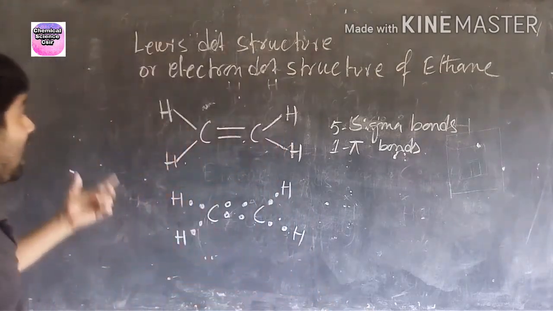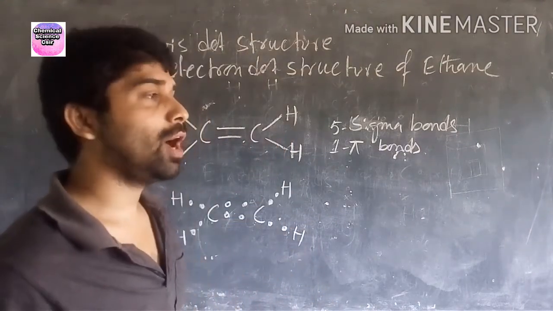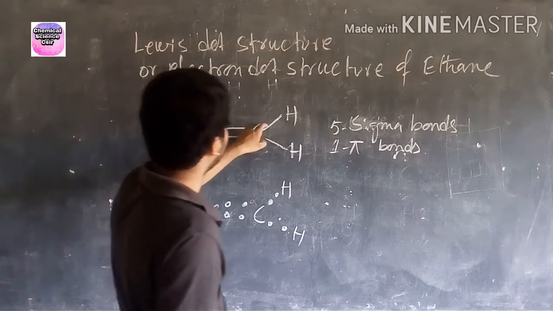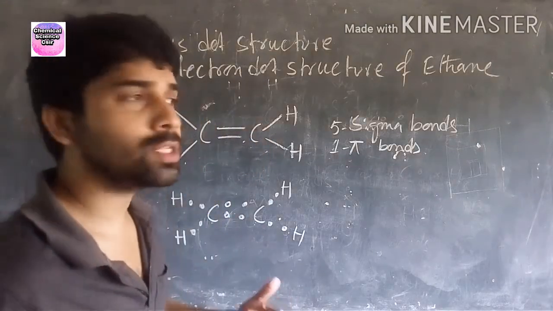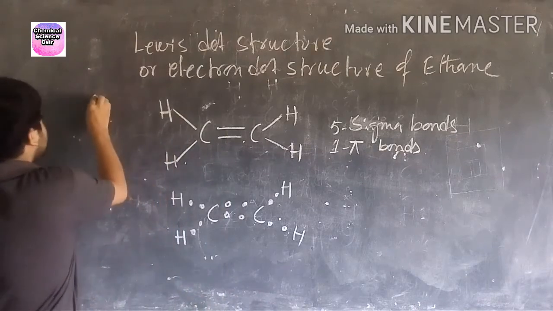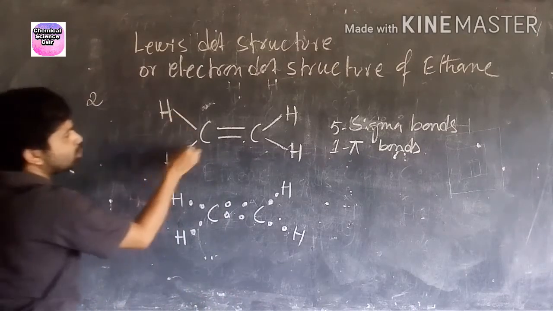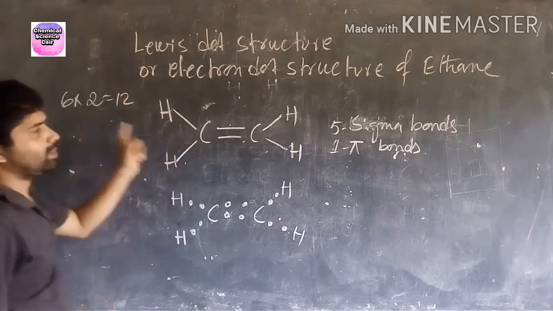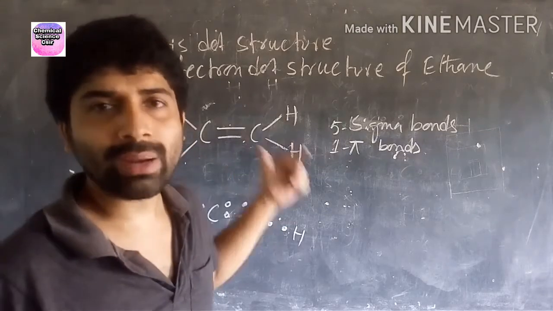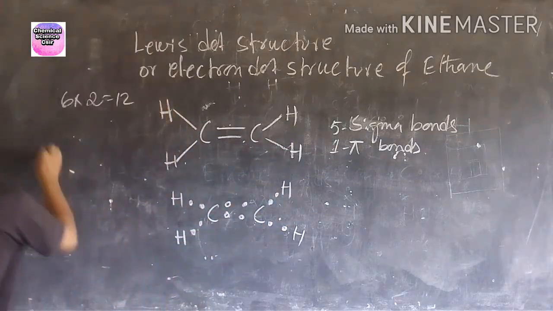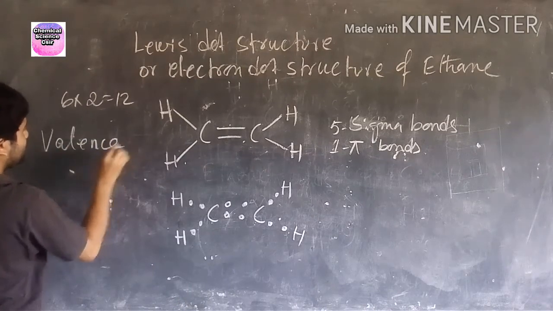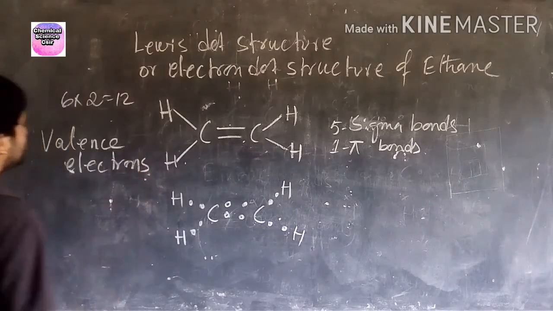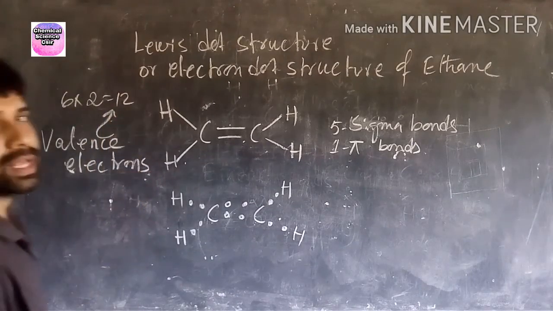And another thing: how to find out how many bonding electrons? See the total number of bonds: 1, 2, 3, 4, 5, 6. So 6 bonds. Each bond can carry 2 electrons, so 6 times 2 equals 12 electrons. So there are 12 valence electrons. Like this you have to represent.